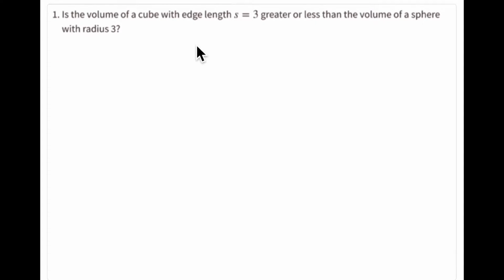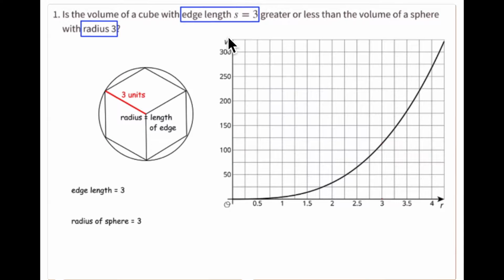In the first problem, it says the volume of a cube with an edge length S equals 3. Is that greater or less than the volume of a sphere with a radius of 3? There's a little picture of what that looks like. Here's a sphere, and inside that sphere is the cube. The cube has a length along the edge of 3 units, and the sphere has a radius of those same 3 units. You can see from this drawing that the volume of the cube will be much less than the volume of the sphere because it fits inside that sphere.